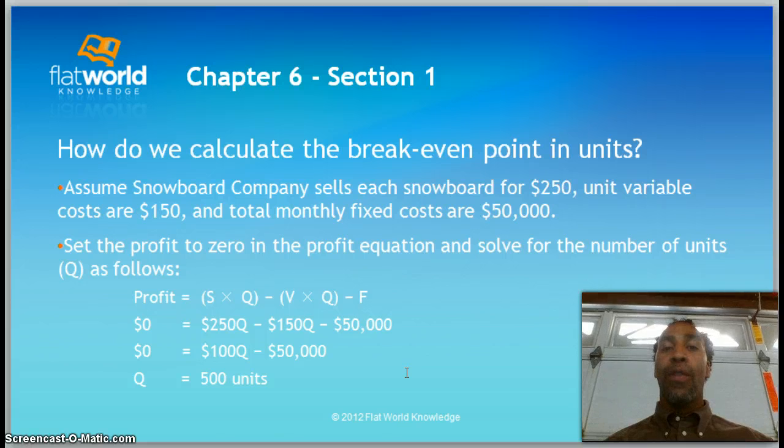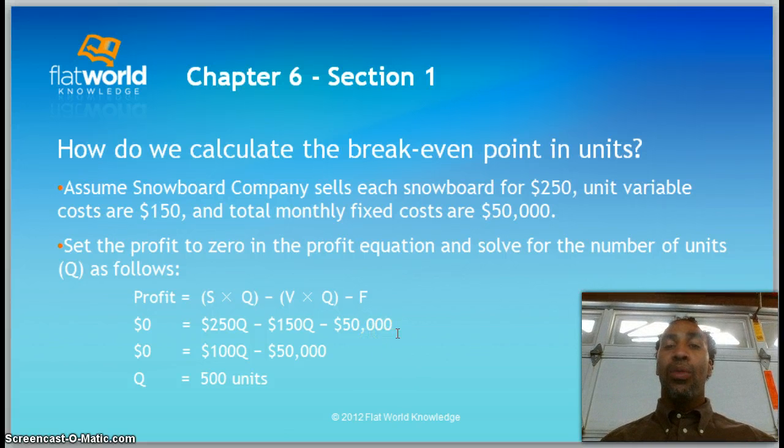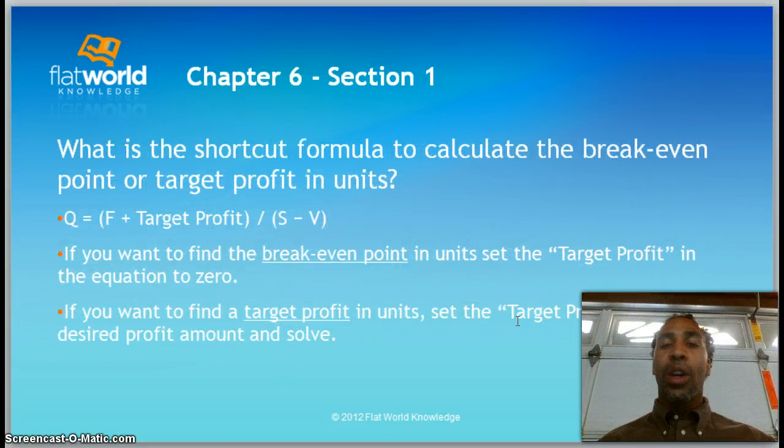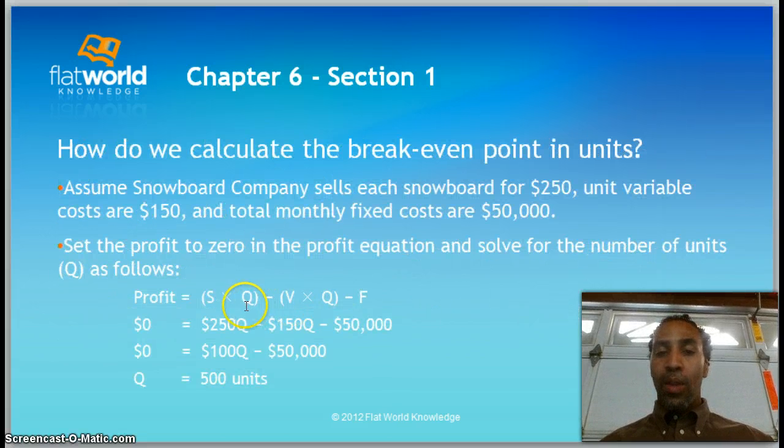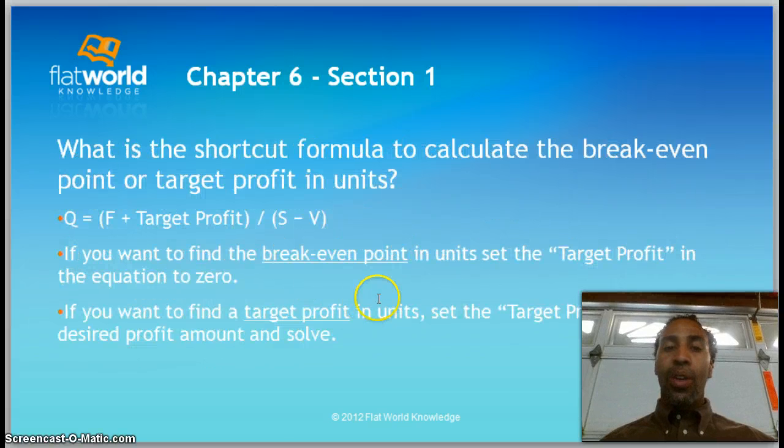As we go along further in the PowerPoint, you'll see that if I want to figure out how much I need to sell in order to make $100,000 worth of profit, then I just change that zero to $100,000. So it's not a big shift or change when you want to figure it out for profit. So what is the shortcut formula to calculate the break-even point or target profit in units? You could do it this way, where it's a little bit longer, or you can use the shortcut. I like to show both. Some people aren't comfortable with the shortcut.